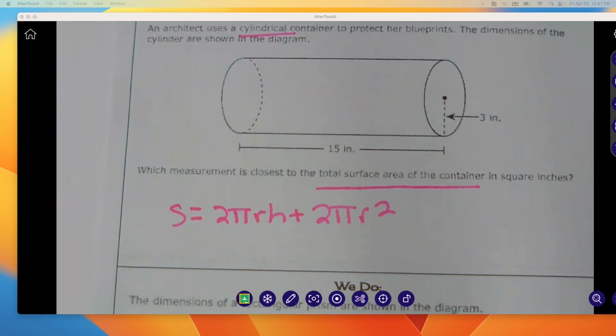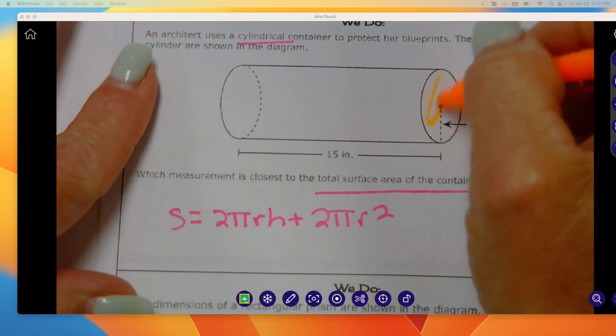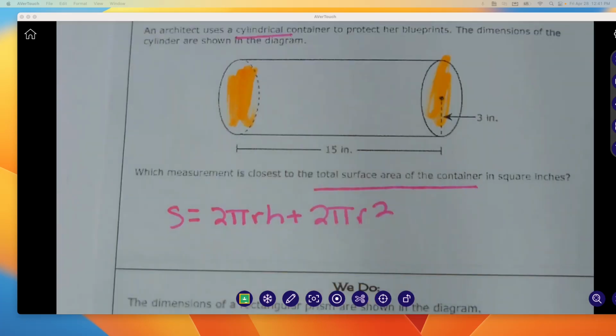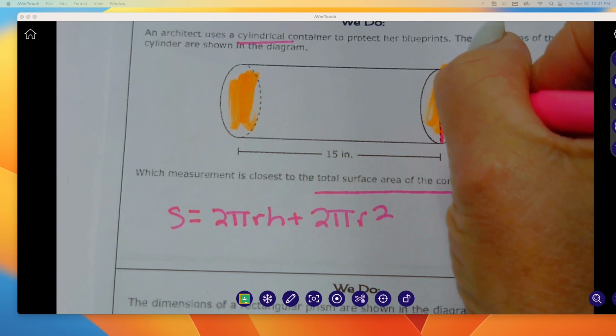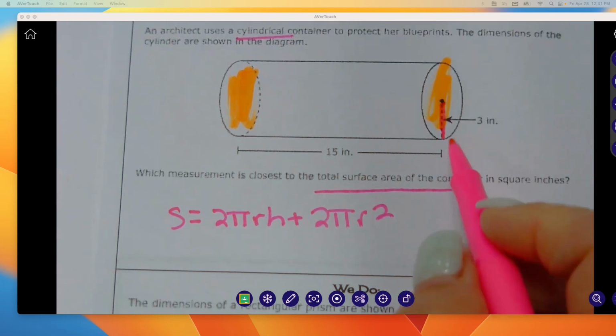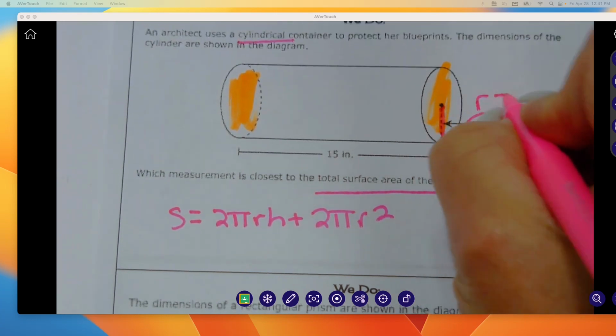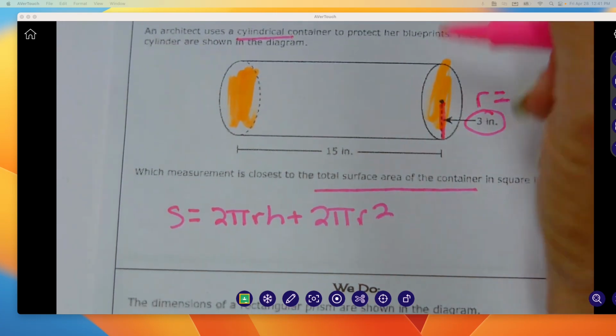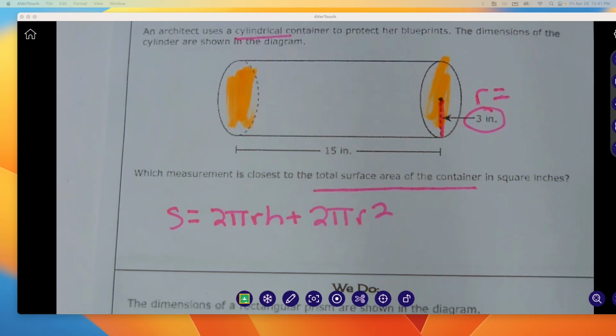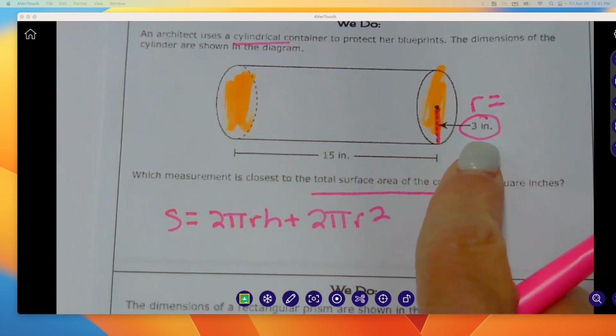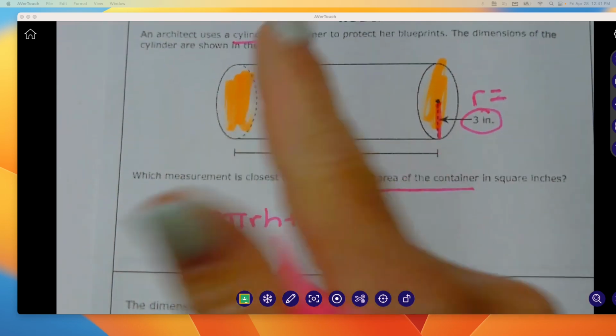Okay, so first thing we're going to do is look at the bases. Here's my base and here's my base. On this base, it's a circle, and they're showing us halfway. Remember, halfway is the radius. So I'm going to circle this and write R is equal to. Now if it goes all the way through, then that's the diameter, and to get the radius, we would just divide by 2. But because it gives us the radius, we're good. Okay, we have our two bases.